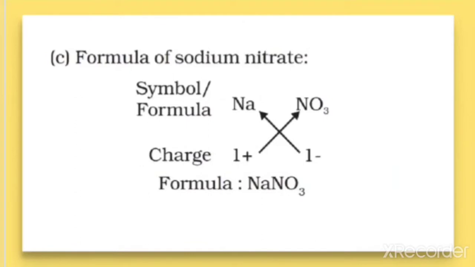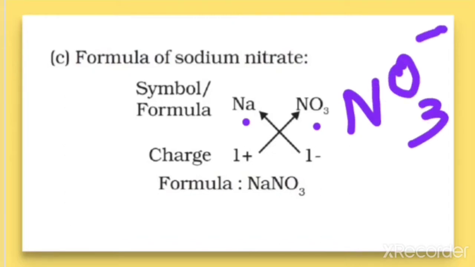Next, sodium nitrate. The symbol for sodium is Na, and nitrate is NO3, the nitrate ion. Just go through the table of polyatomic ions. Nitrate ion is NO3 minus, with 1 negative charge, so 1 is the valency and the charge is -1. So +1 -1, cross it, and you will get the formula NaNO3.